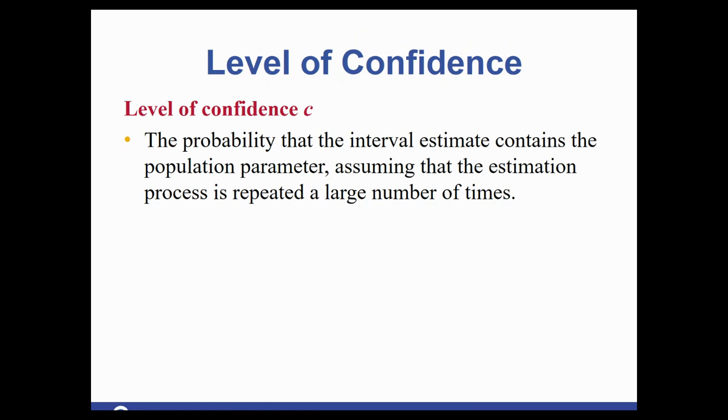So once you have a point estimate, the next piece of knowledge you need is a level of confidence, and it is the variable lowercase c. This is the probability that the interval estimate contains the population parameter, assuming that the estimation process is repeated a large number of times. The big thing that's important about this is that it's going to be given to you. This is not something that you have to guess or figure out. It's going to be given, and you need to know how to change from our confidence into a critical value.